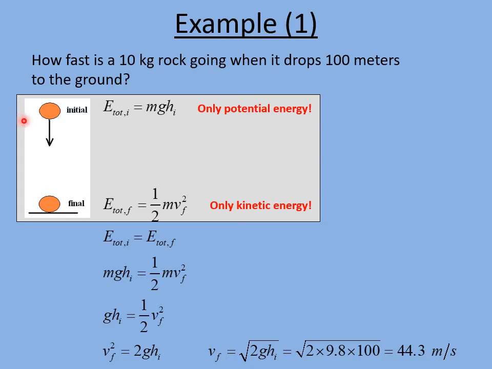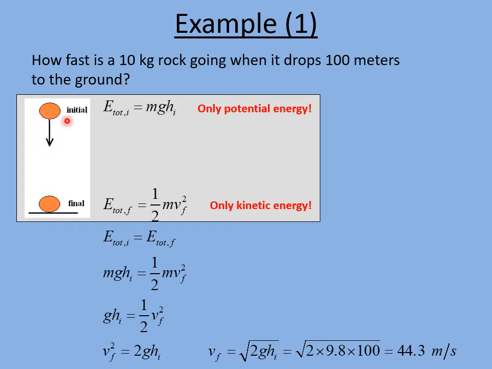So let's think about this situation. We've got a rock that starts up here 100 meters above the ground, and we release it and it falls down to the ground. So let's think of this from an energy standpoint. What type of energy does the rock have up here at the top? Well, it only has potential energy because before we release it, there's no motion, right? So there's no kinetic energy. So the total energy up here is mgh, where h is the height of the rock.